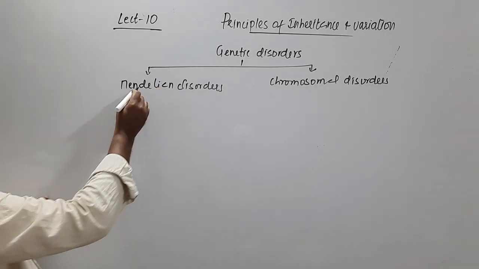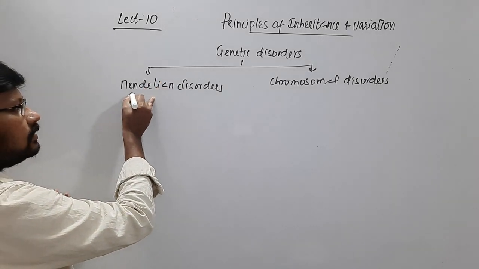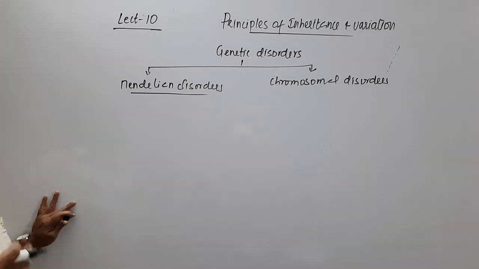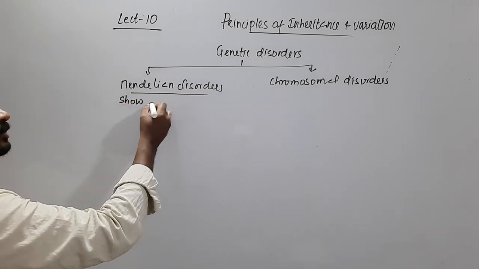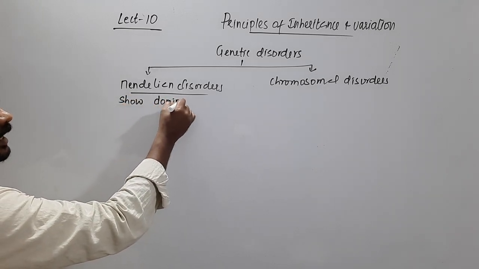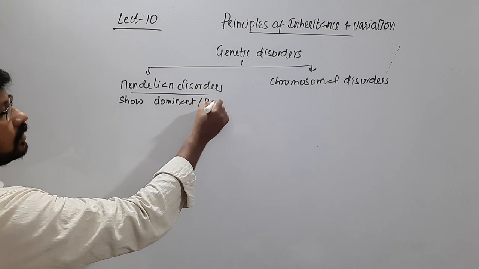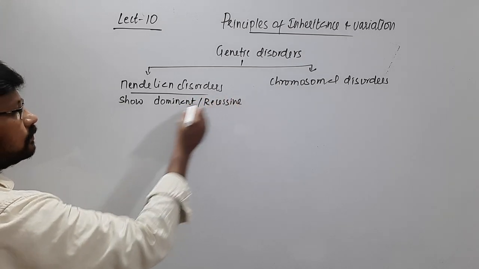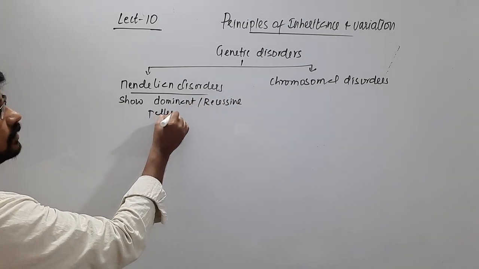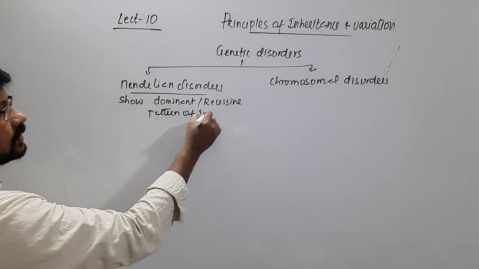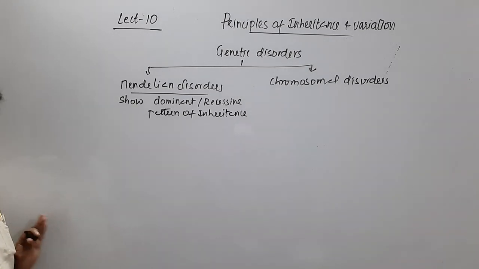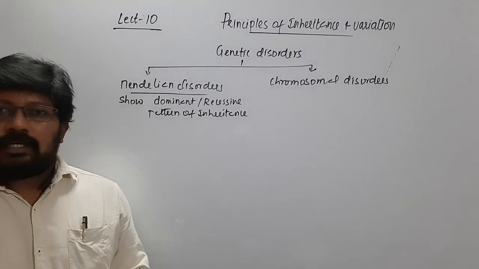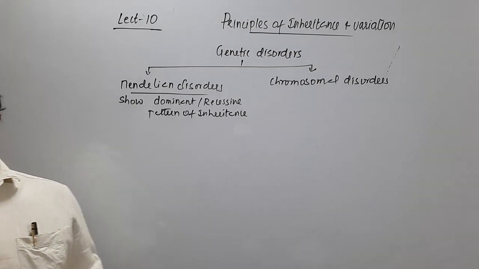So here, coming to these Mendelian disorders, they show dominant or recessive inheritance. Mendelian disorders will show a dominant or recessive pattern of inheritance, whereas chromosomal disorders are not going to show any dominant or recessive pattern.